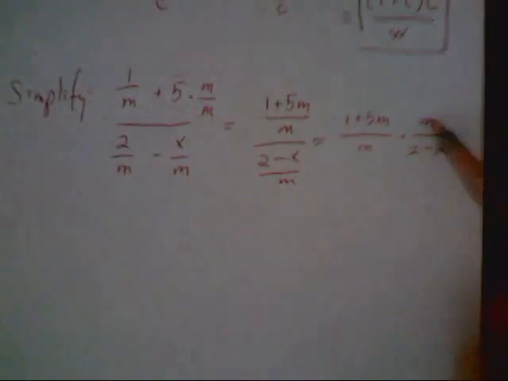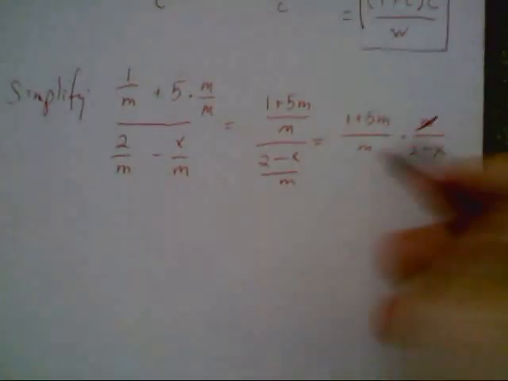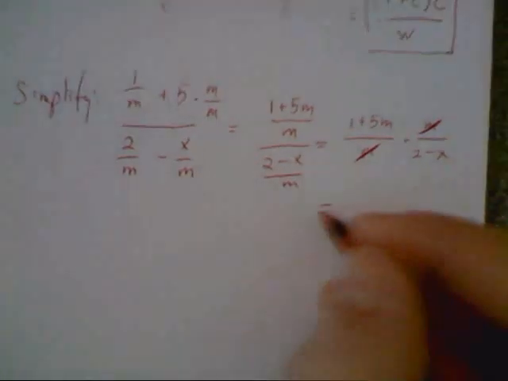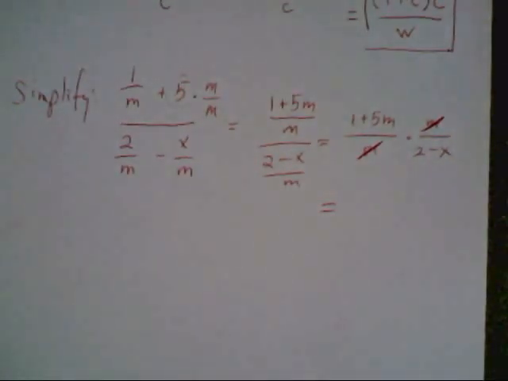Yeah, look to cross cancel. M and M. No, because one's on top and one's on bottom, right, Keith? So we don't multiply m times m, we cancel m and m.